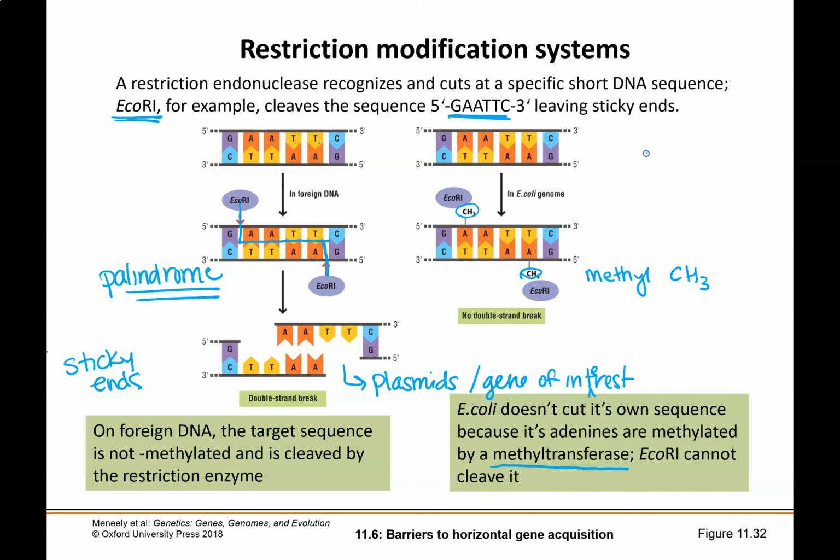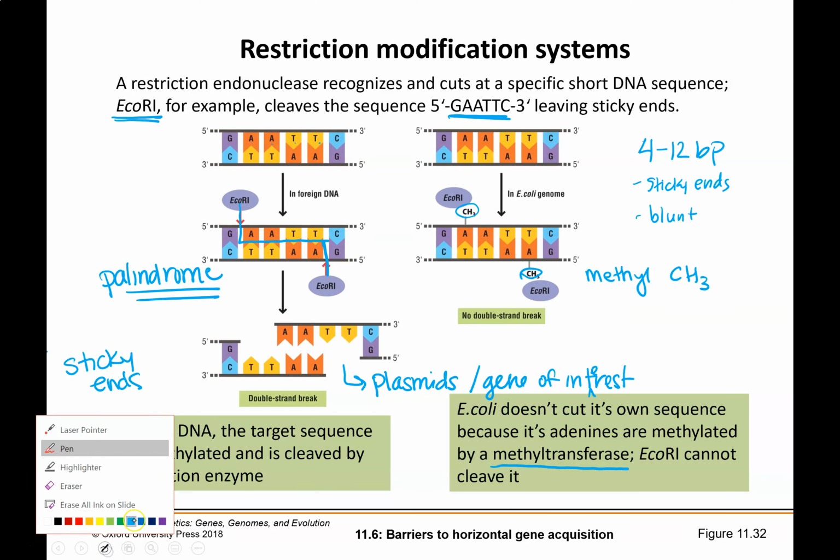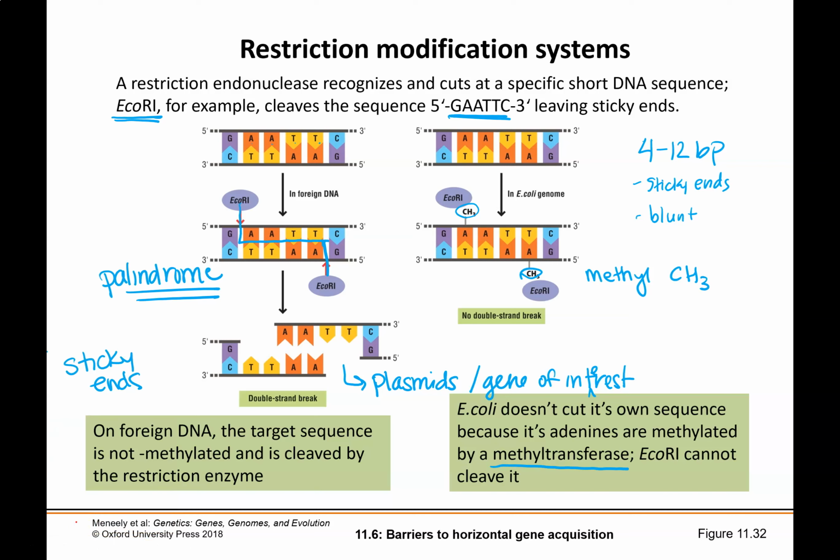Restriction enzymes usually run from say 4 to about 12 base pairs. And they can make sticky ends. They can also make blunt ends. This is where they cut. Let's just pretend this is a different sequence. They cut straight up and down. And so those ones cannot be used to put your DNA back together.